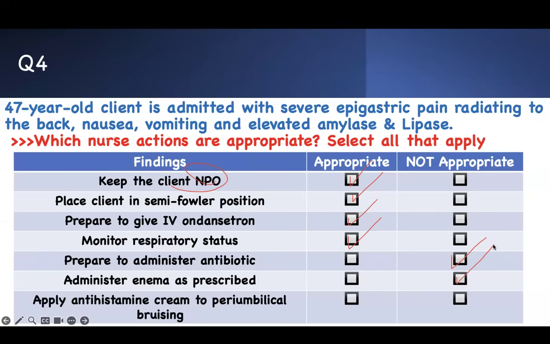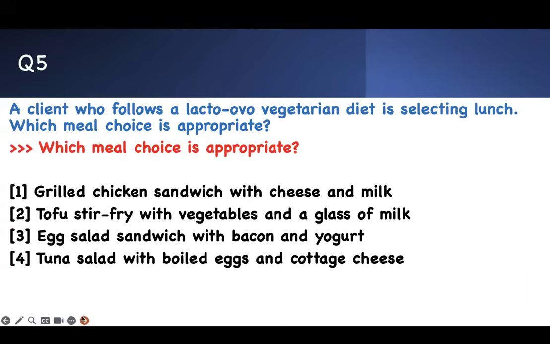Apply antihistamine cream to periumbilical bruising. If you see periumbilical bruising around here or around the flank area, these are bleeding. It's an emergency, they are a priority. This is the Cullen and Grey Turner sign. You should not apply antihistamine cream there. You should call the doctor. Not appropriate.